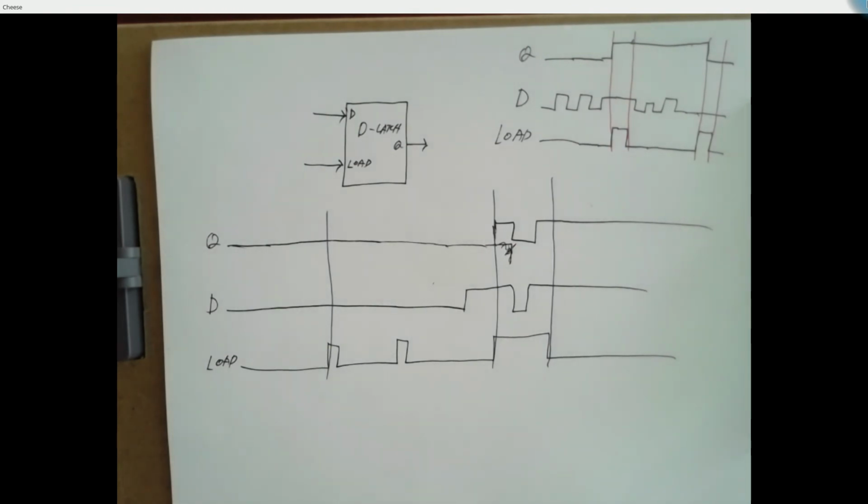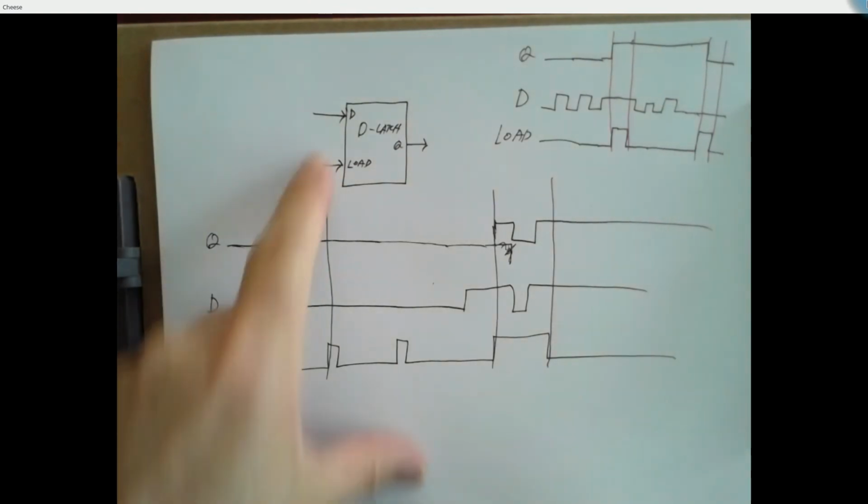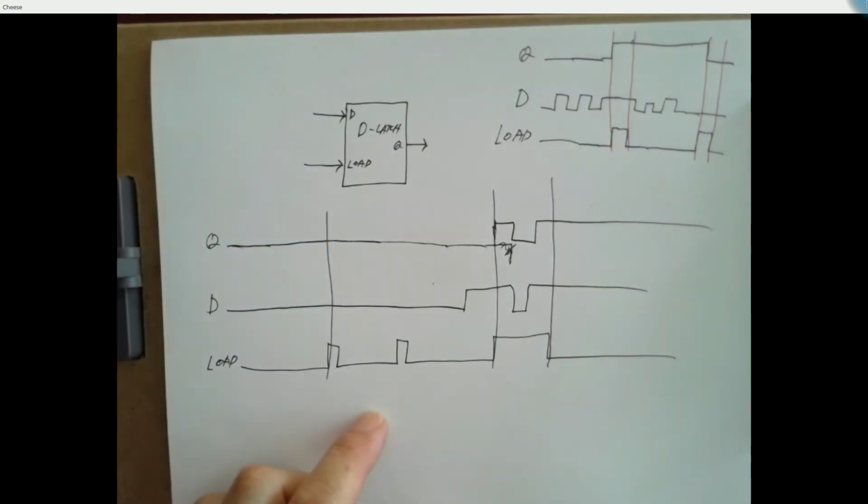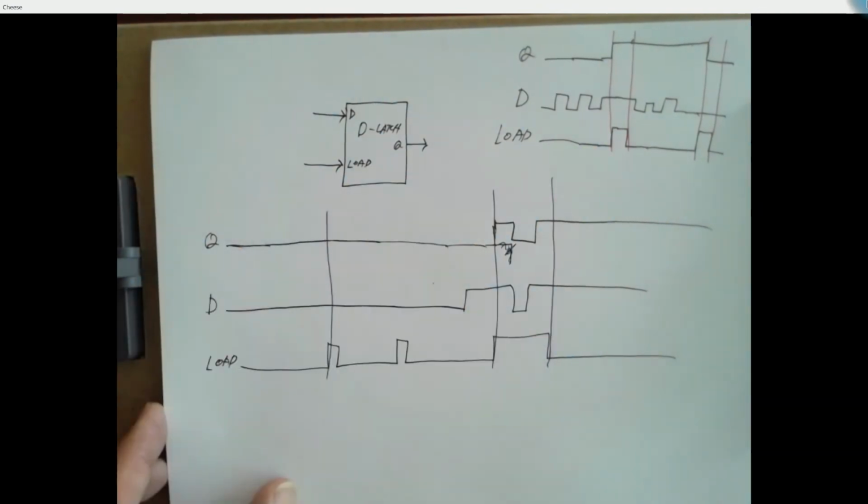So this is a little more useful because now we can actually put a data value we care about onto the D input, and when we want to save it, we just raise the load line, drop the load line, and it records it. Now how do we, yes? What's the difference between an SR latch and a D latch?